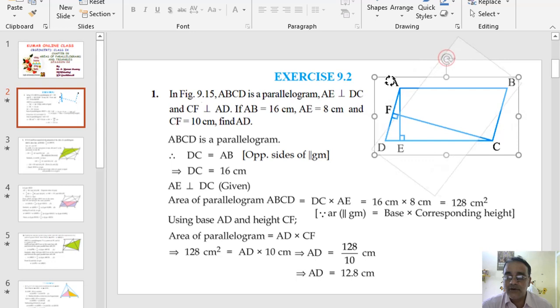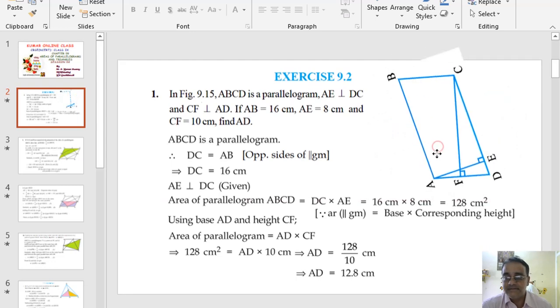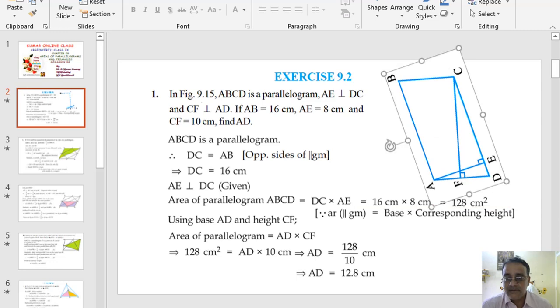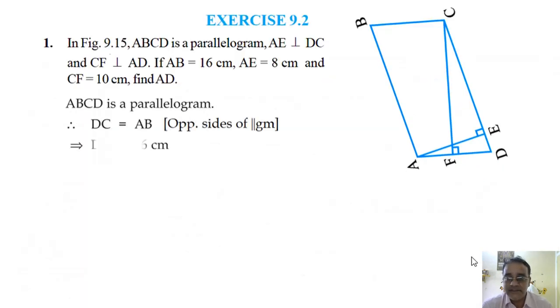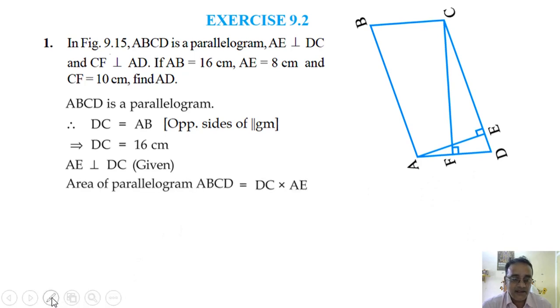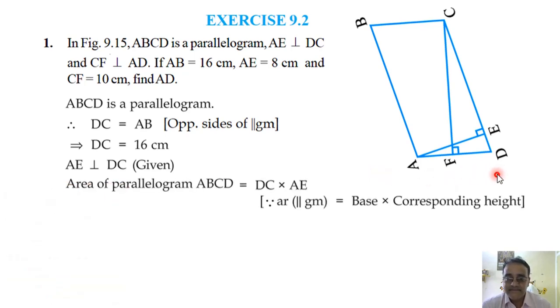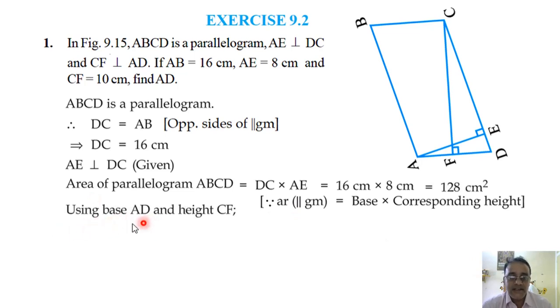अगर मैं इस पैरेललोग्राम को रोटेट कर देता हूं ऐसे, now see this parallelogram with respect to the base, that is AD. ध्यान से देखो. So what is the formula for area of parallelogram with respect to base AD? Base into corresponding height. AD into CF. Very good. That means using base AD and height CF, the area of parallelogram is equal to AD into CF.